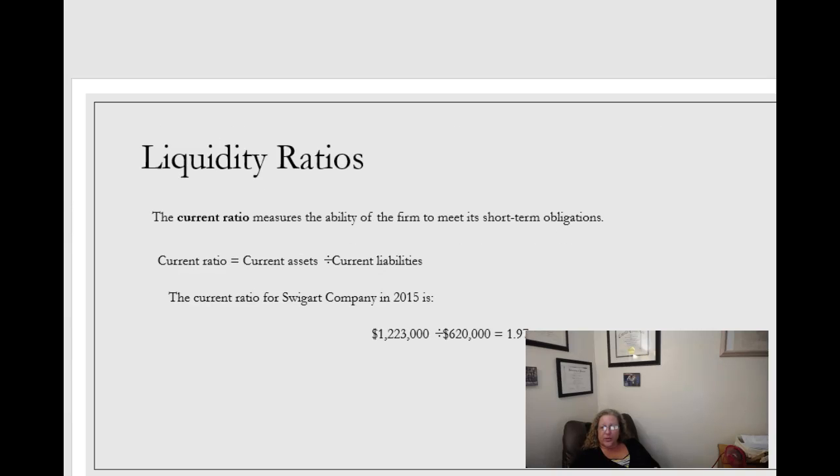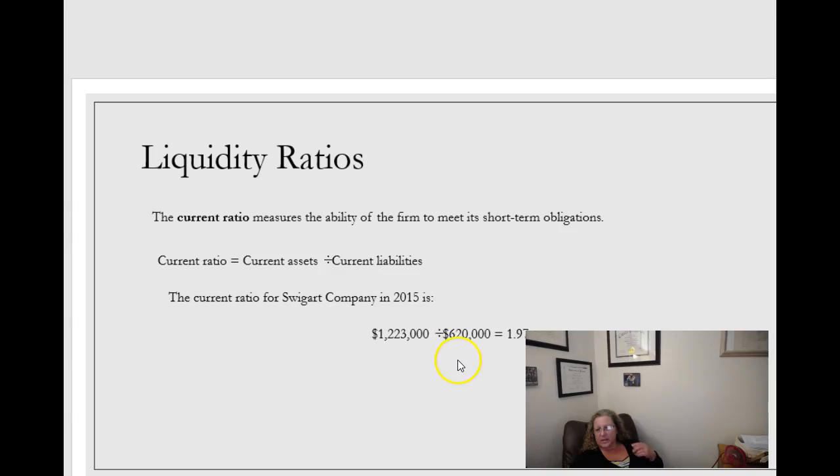Liquidity ratios, there are several. One of the most important ones is the current ratio. It measures the ability of the firm to meet its short-term obligations. So it really speaks to cash flow. Are they going to have enough cash to pay their debts? So the current ratio is calculated by taking your current assets and dividing by your current liabilities.